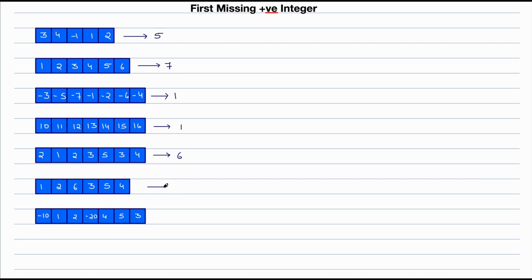Now in this one, 1, 2, 3, 4, 5, 6 are present, 7 is not present. Now in this example, 1 is present, 2 is present, 3, 4, 5, but 6 is not present. So we have to return 6. I hope you got this question. Now let's see how we can solve this problem.